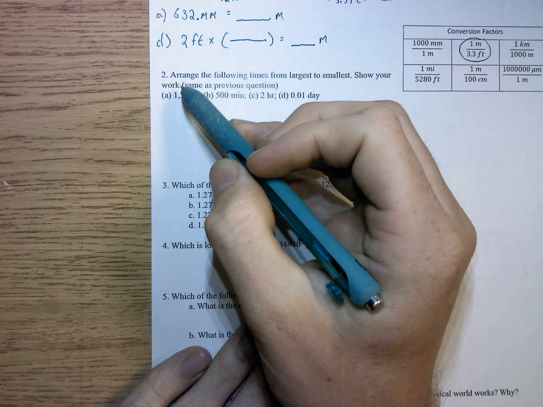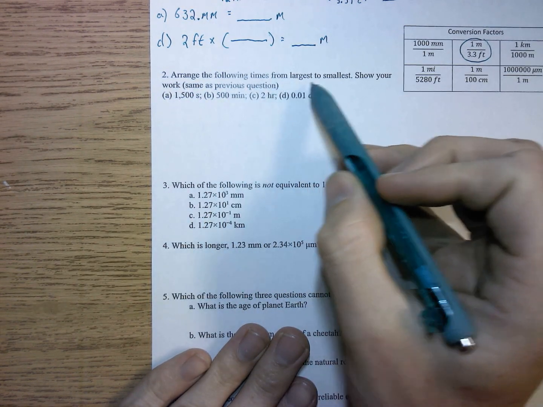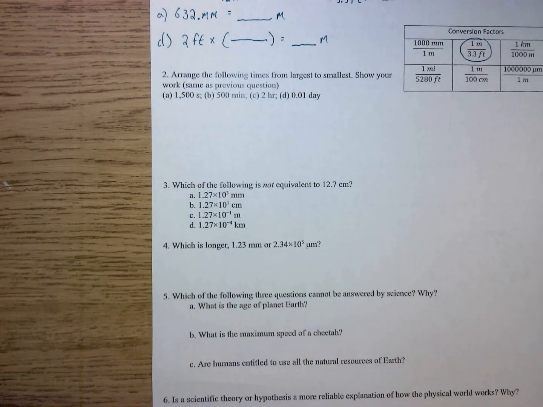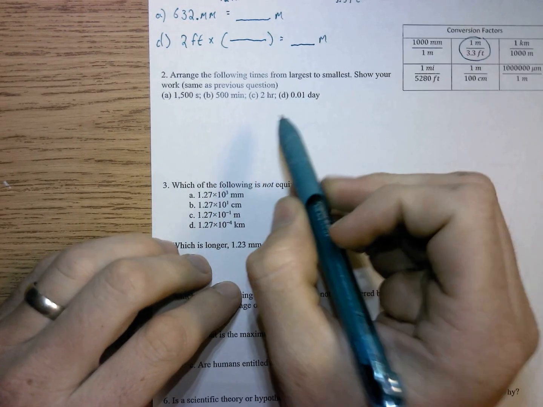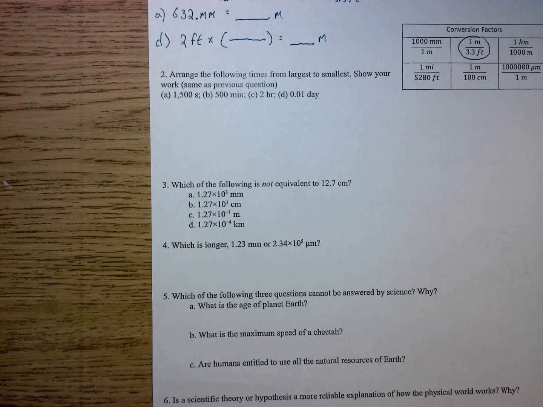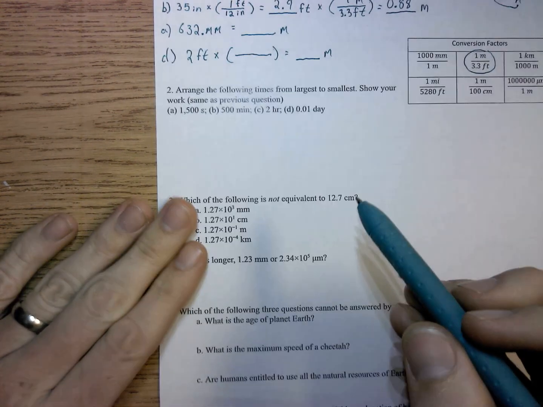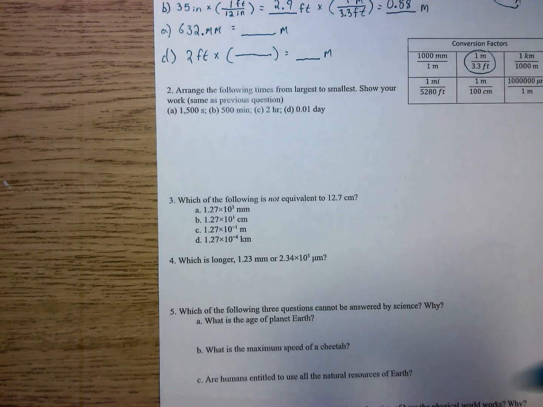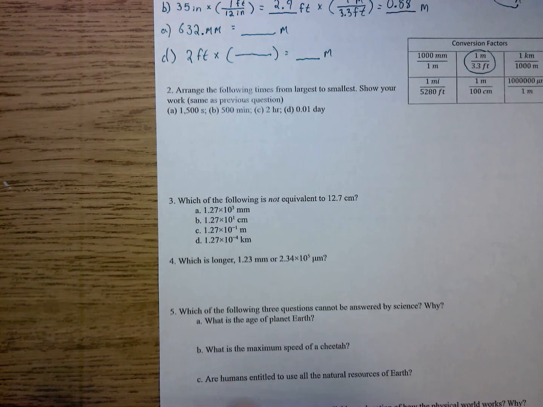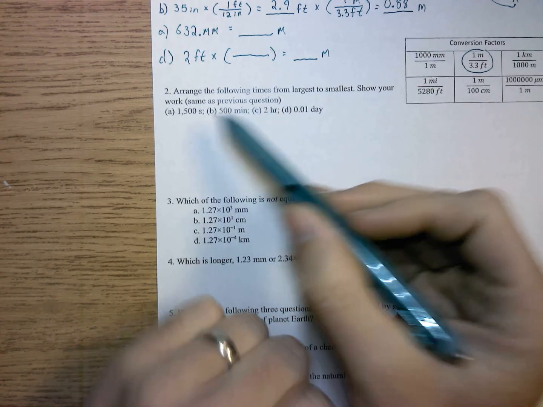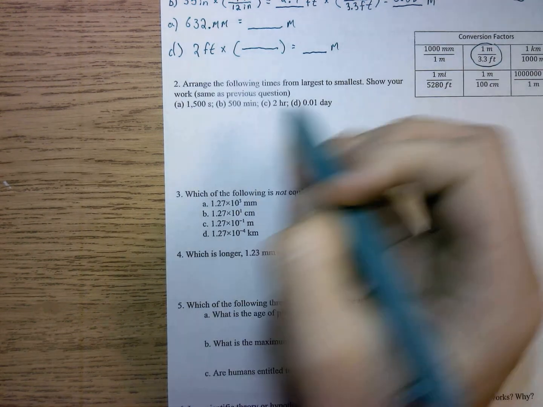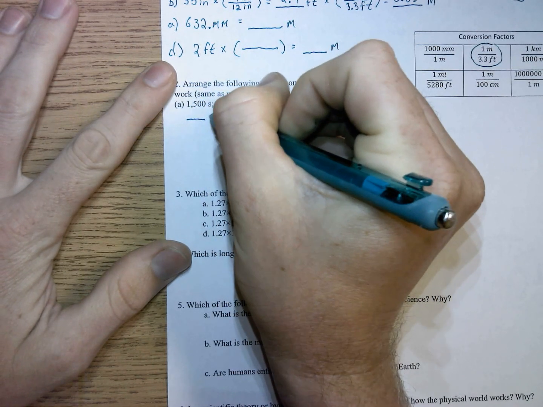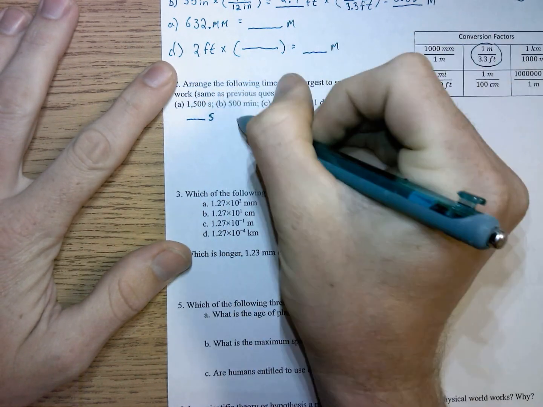Number 2, it wants us to arrange the following times from largest to smallest and show your work. So I asked my class today, what unit might they want to change all of these into so that they're all the same, right? We want them all to be the same, just like before, so that we can arrange them easier. And a lot of them chose minutes. Some of them chose hours. None of them chose seconds. And I found that interesting because I think that it'll be easiest to convert everything into seconds, which is what I did. So I'm gonna show you that way.